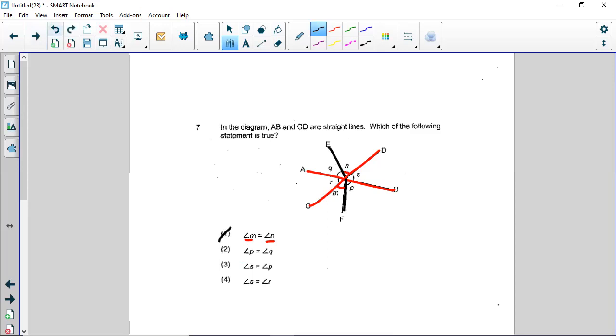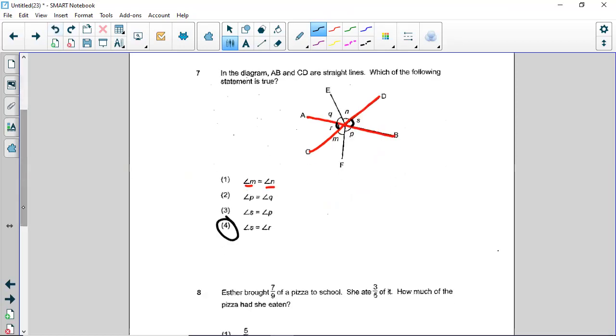So which are the two angles that will be equal? Very easy. You just look at the two red lines. Let me show you. In between the two red lines, you have two angles, right? So angle R is equal to angle S. Isn't that number 4? So look for two lines that cross each other, and then look for the angles between them. Between them, they are equal. So the answer is number 4.